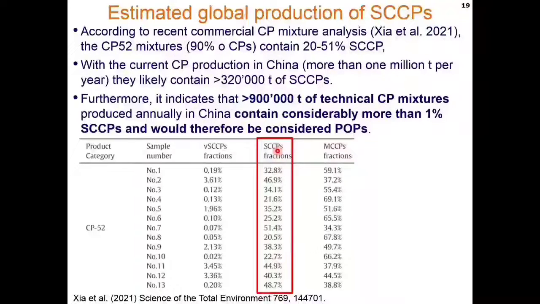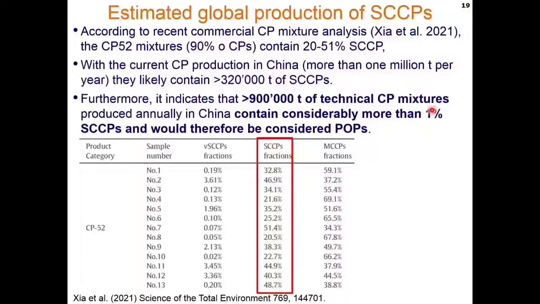So based on this publication, you can say that about 320,000 tons of short-chain chlorinated paraffins are produced each year. And if you consider that these mixtures are about 90% of the about 1 million tons, then about 900,000 tons of technical CP mixtures contain more than 20%. This is considerably more than the 1% of short-chain chlorinated paraffins and would therefore need to be considered POPs. And this is for each year. At the moment this slide does not show the Indian production. So every year we get chlorinated paraffins in roughly the quantity of the total production of PCBs in history.